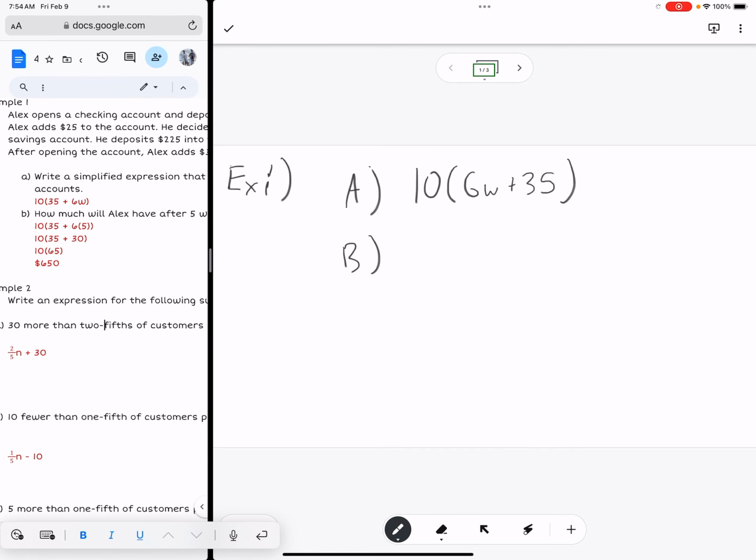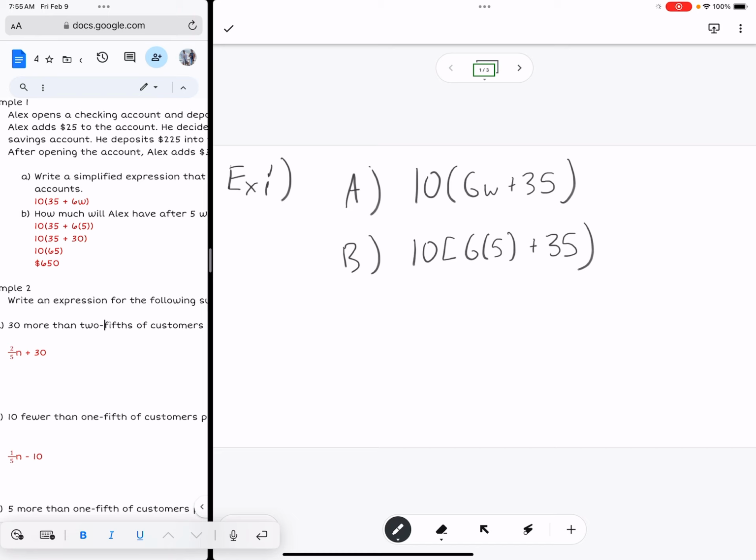60 times 5? Not quite. How do we find out? So what does W represent in our expression? Weeks. And then letter B, we're asking for how many weeks? 5. So we have to plug in the number 5 for W. Yep, so we're going to plug it into our expression, it's not just 30.